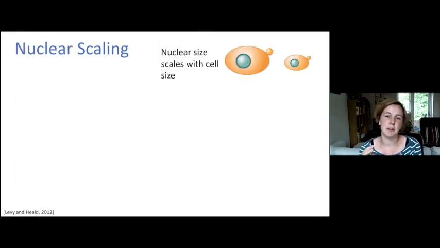I'm talking about cells, and all higher cells have a nucleus where the DNA is stored and where it's the first step in protein production. It has been observed that in general, for most cells that have one nucleus, which is your standard cell if you want, the nuclear size scales with cell size. So if you have a larger cell, you have a proportionally larger nucleus.